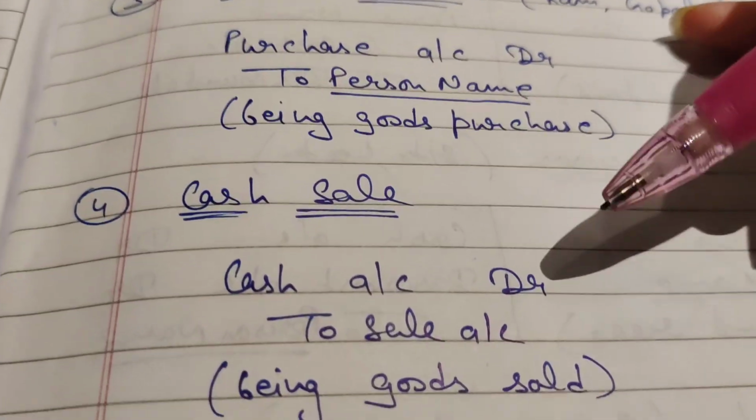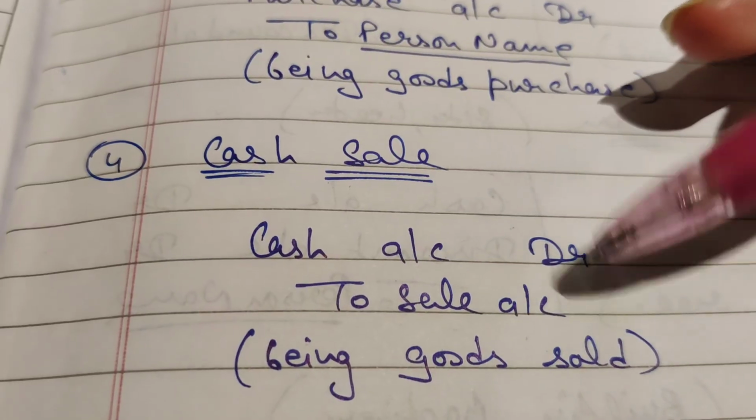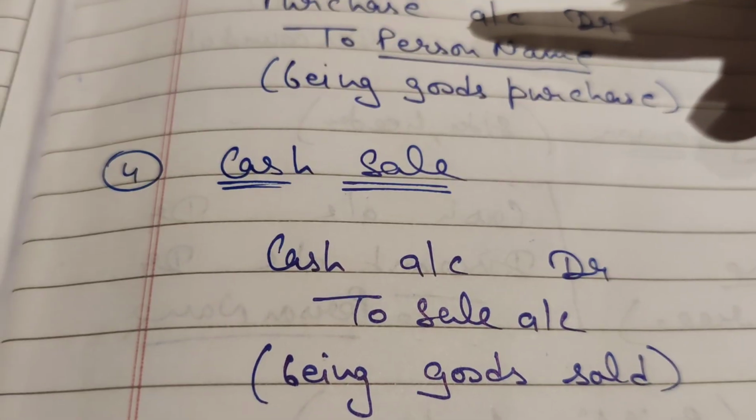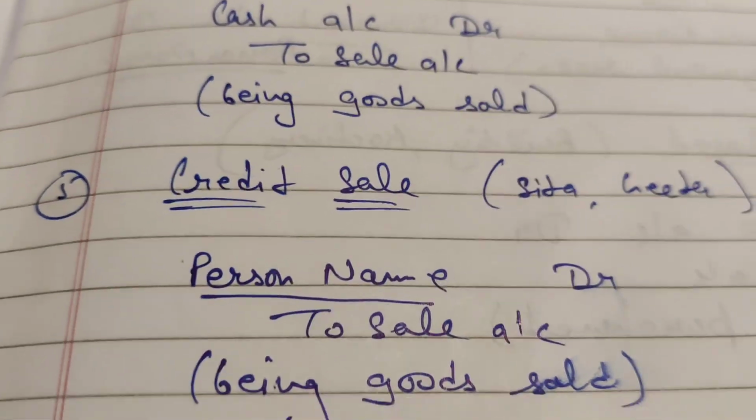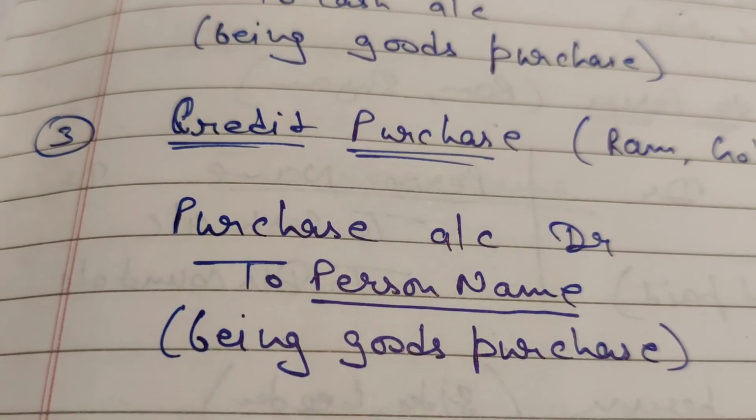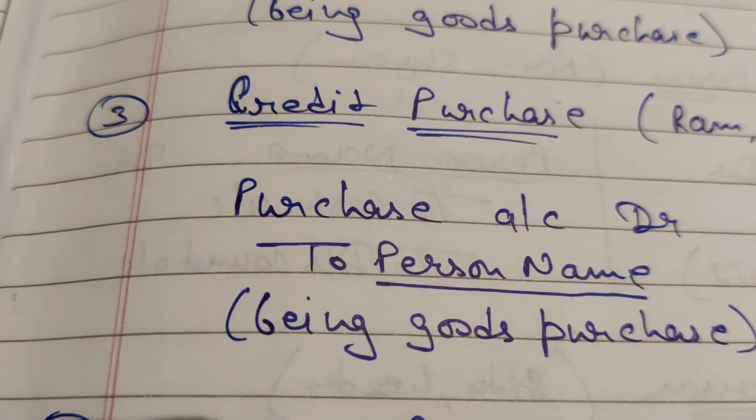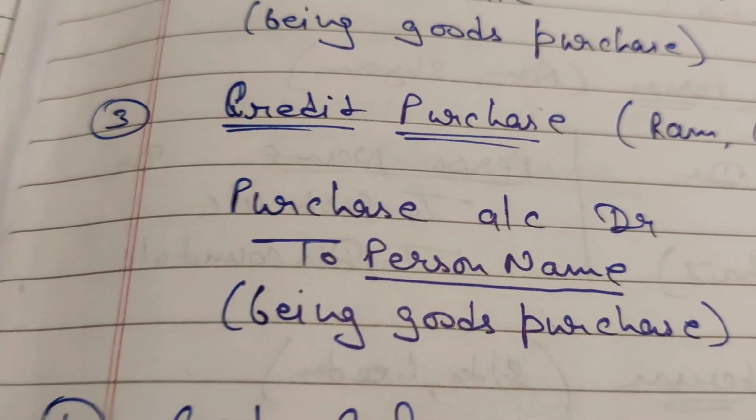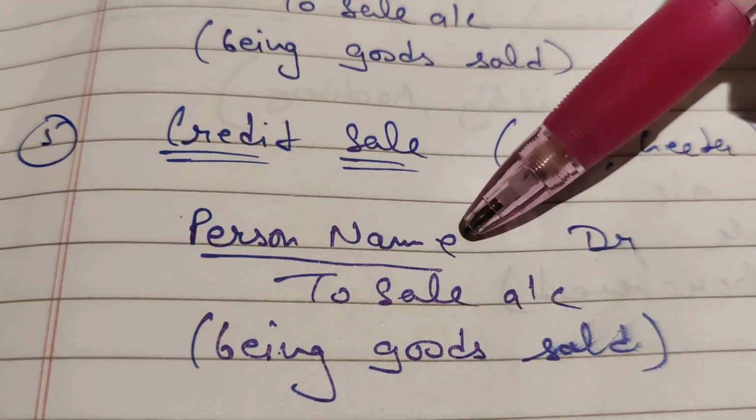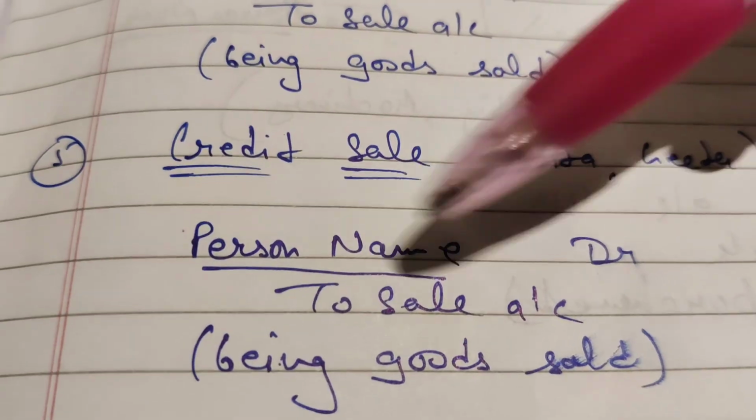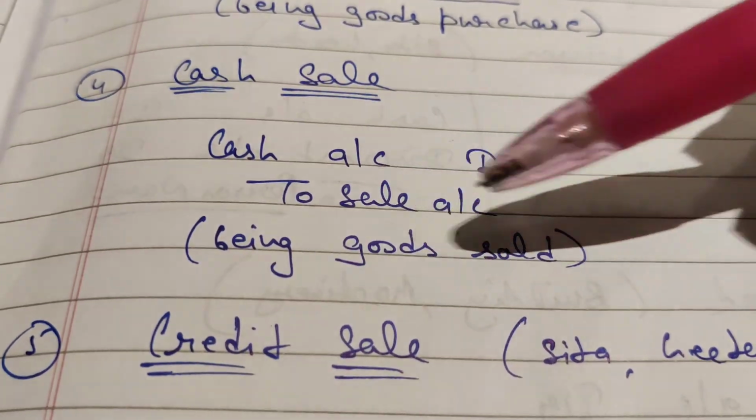Then if you are selling your goods in cash, of course you mention cash account debit to sale account. But if in the entry there is no cash mentioned, then it will automatically be a credit sale, same as credit purchase. You have to remember this: if there is no cash mentioned and the name of a person is mentioned, then it becomes a credit purchase or a credit sale. So you have to write the name of the person, then debit to sale account, being goods sold. Same over here, being goods sold.